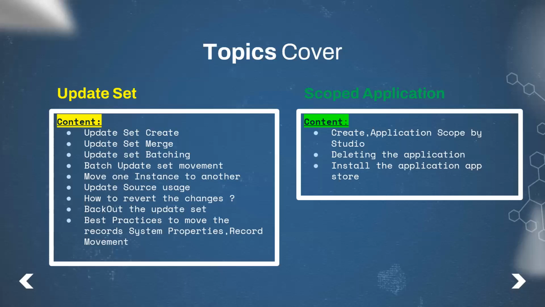So what topics will we cover for update set? On the left-hand side, whatever data is showing: update set create, update set merge, update set batching, update set movement, how to move the update set in batching, meaning what is the sequence and how we will follow those things, moving from one instance to another, update source uses, and how to revert the changes, back out the update set, best practices to move the record, system properties, record movement, and those things. Correct? So the whole thing will be covered over here.